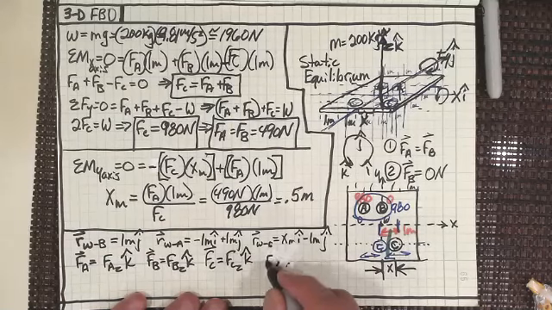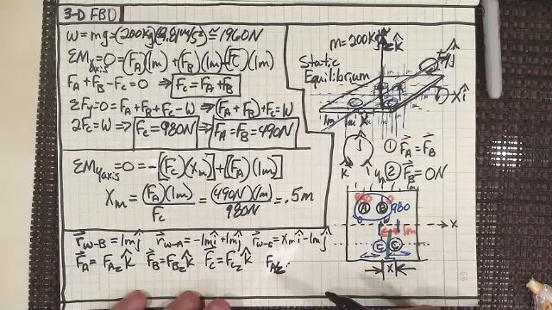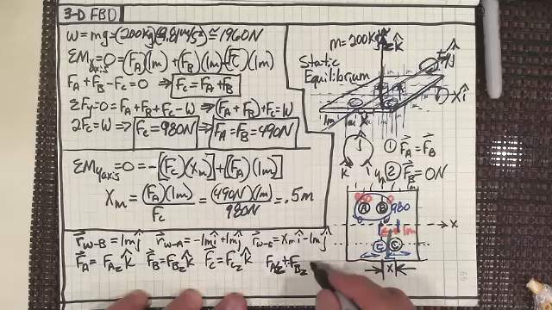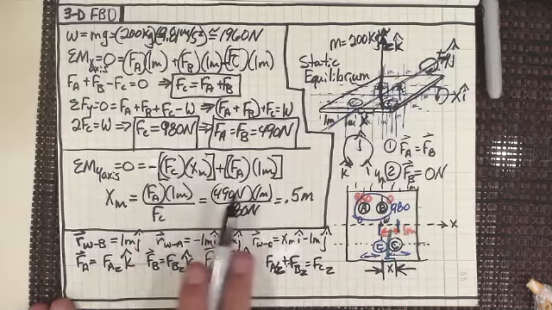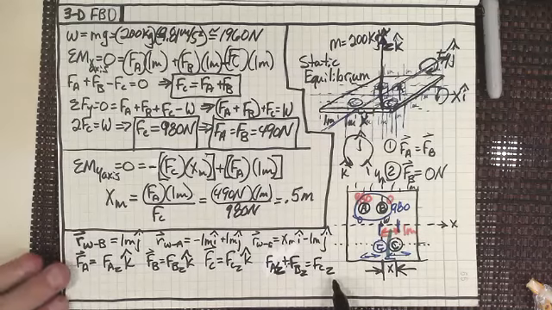so F sub A Z plus F sub B Z equals F sub C sub Z. And that's what we got up here too, F sub A, F sub C. They're only pushing one direction, so I don't know why I really had to put the sub Z on there.